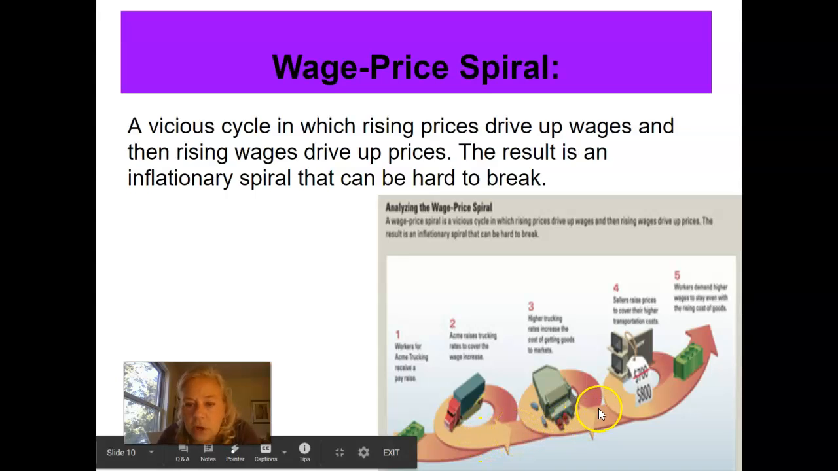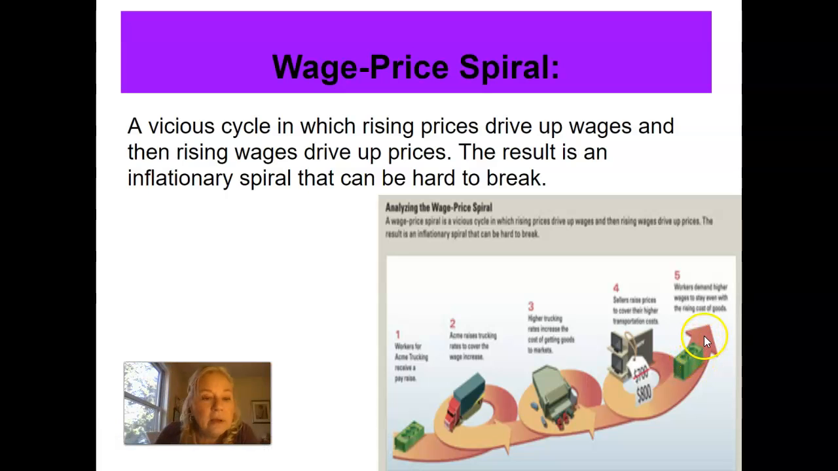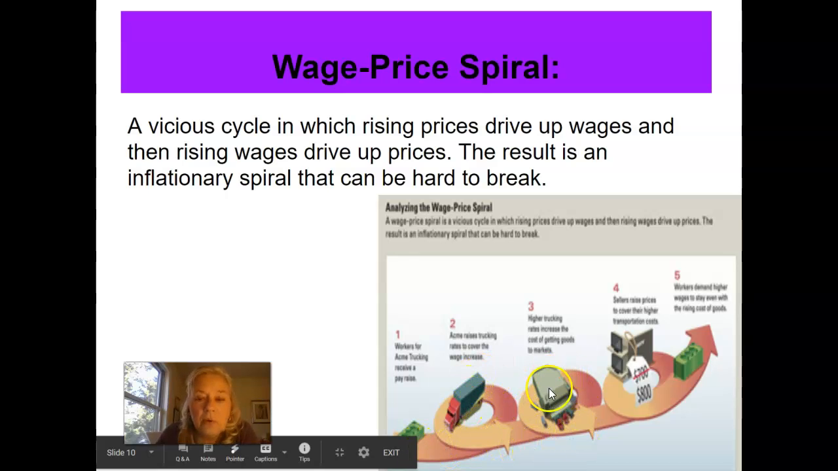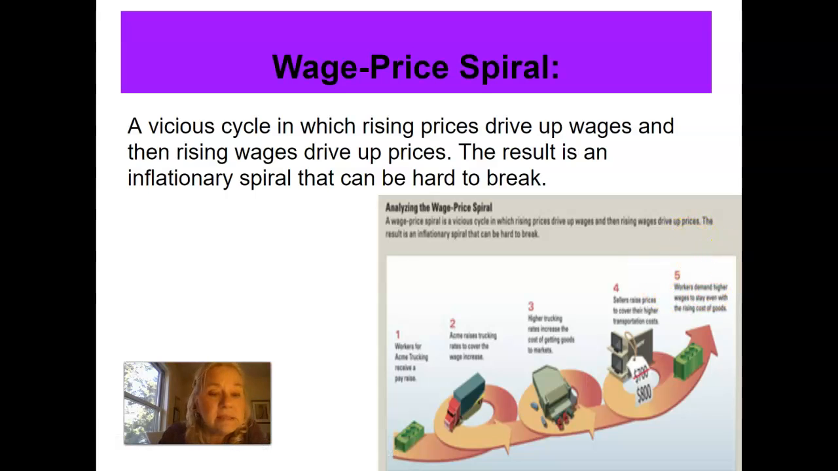And so the higher trucking rates increase the cost of getting goods to markets. And then the markets sell them at a higher price because it's costing them more. And then we get to the point where we have workers demanding higher wages still. So as you can see, this is a spiral or a loop that can just keep going and going and going. And in a sense, it has happened that way because we do have that creeping inflation. What we want to really avoid is having really large inflation, over 4%.